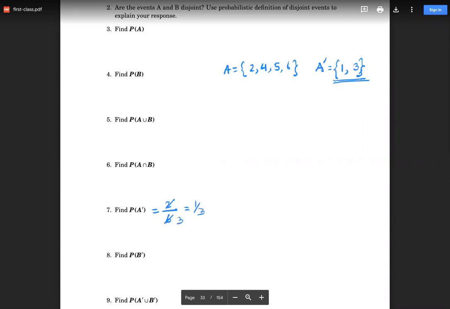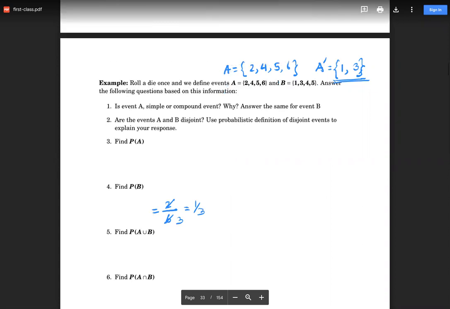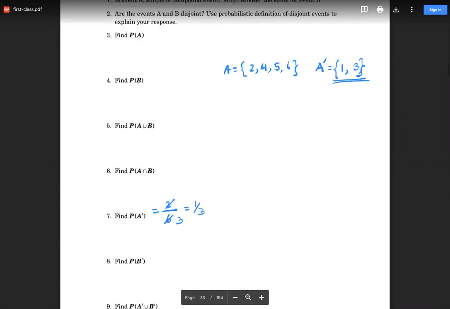B, what was B? Let me go back to B. 1, 3, 4, 5. B is 1, 3, 4, and 5. And B complement is what is not in B, which is what? 2 and 6. So what is the probability of B complement? It is 2 out of 6.